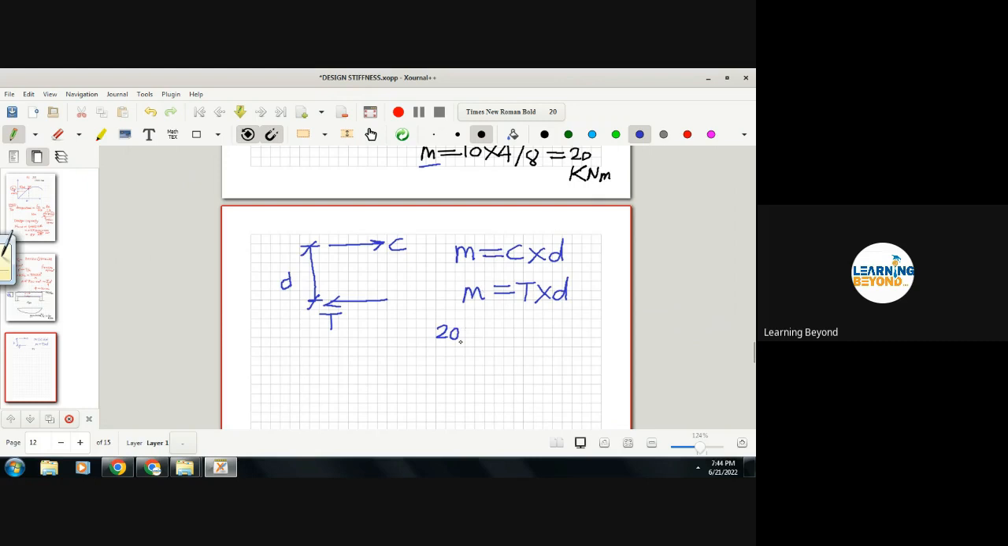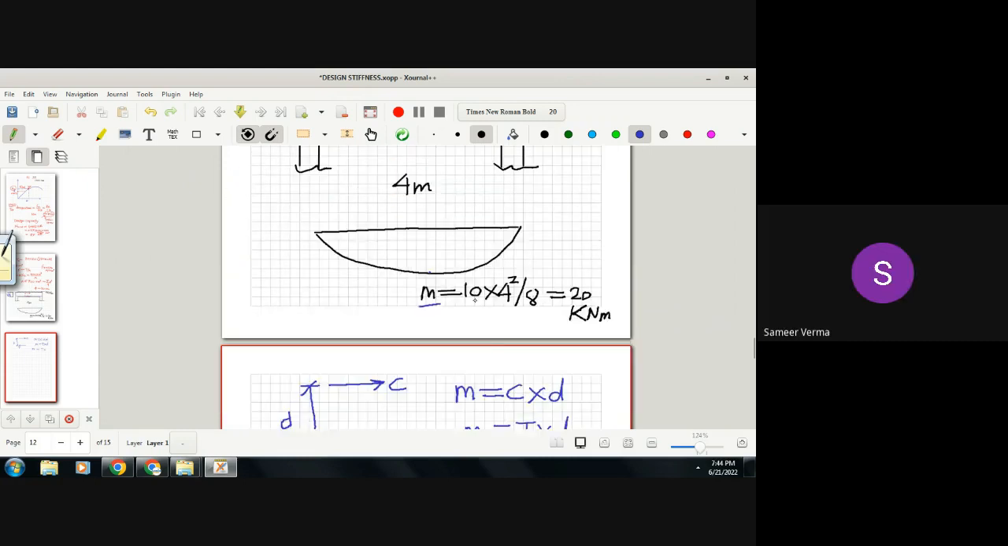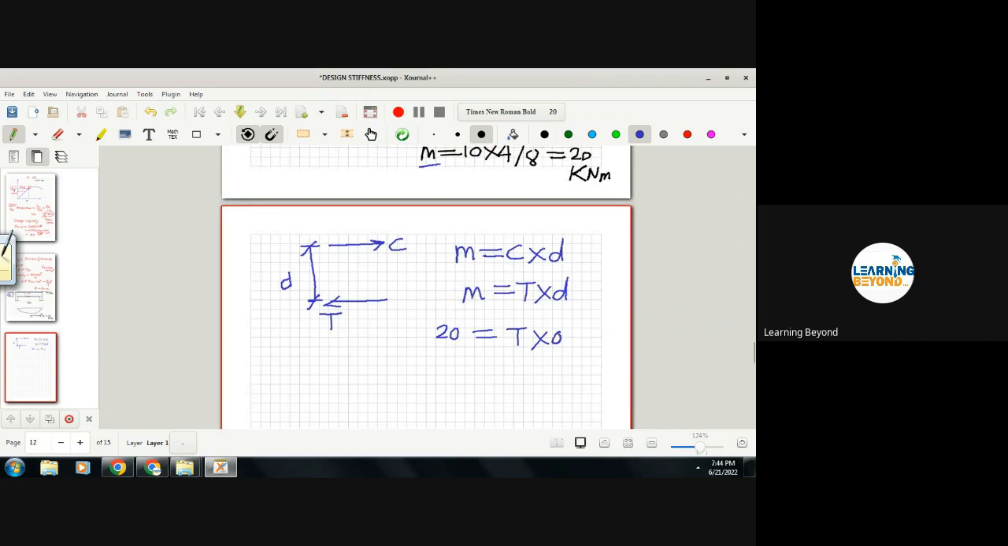20 kilonewton meter. Let me write in meters only. T is unknown to me, and D is 300 mm, which is 0.3 meters. I will make it meters only, so this is my meter and this is my kilonewton meter.